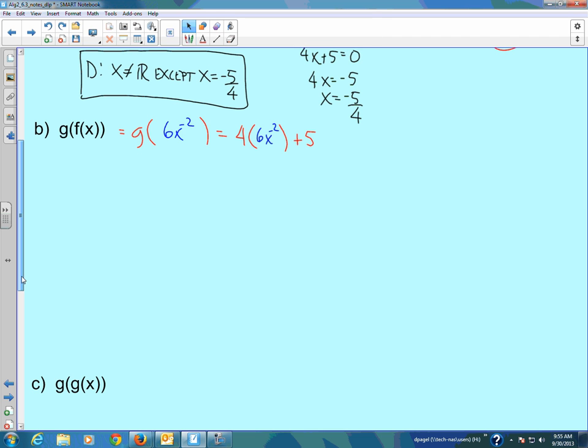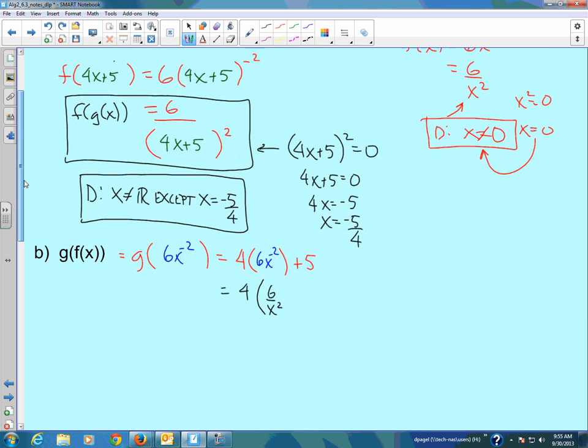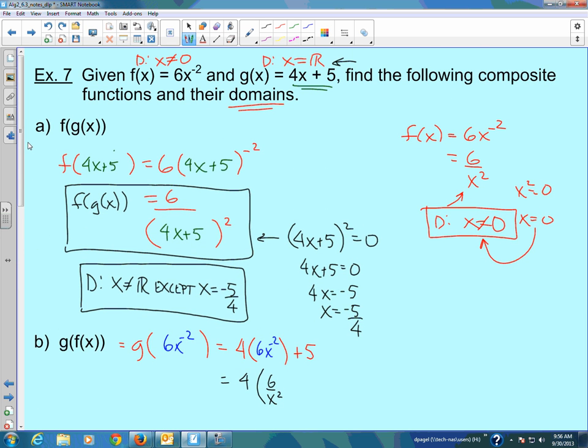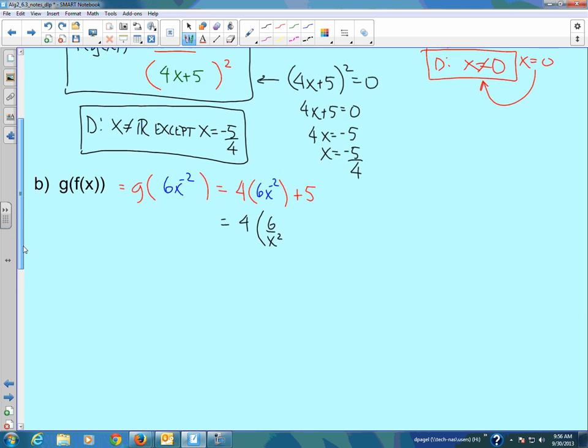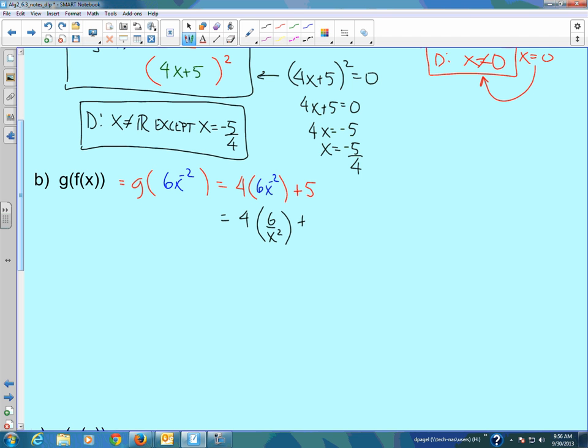Okay, let's rewrite this. So this becomes 4 times 6 over x squared. Again, we're just taking that negative exponent, moving it down, plus a 5. And that gives us 24 over x squared plus a 5.